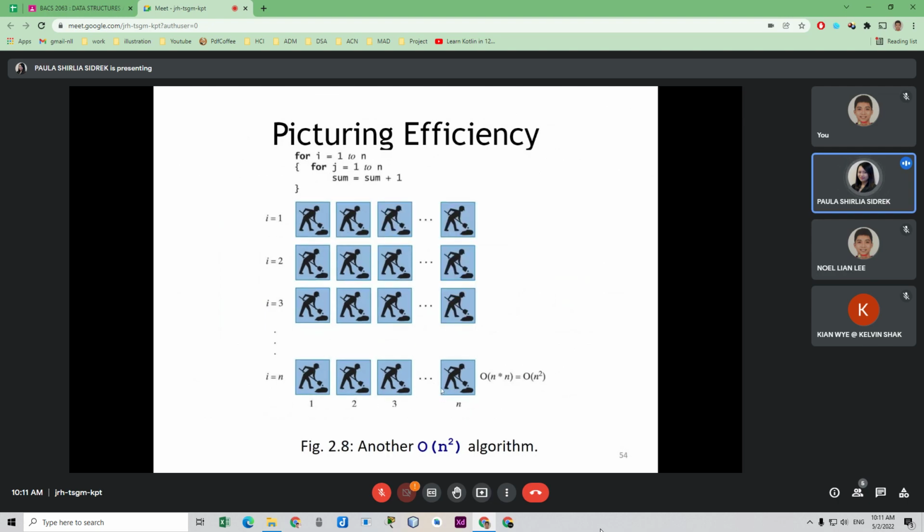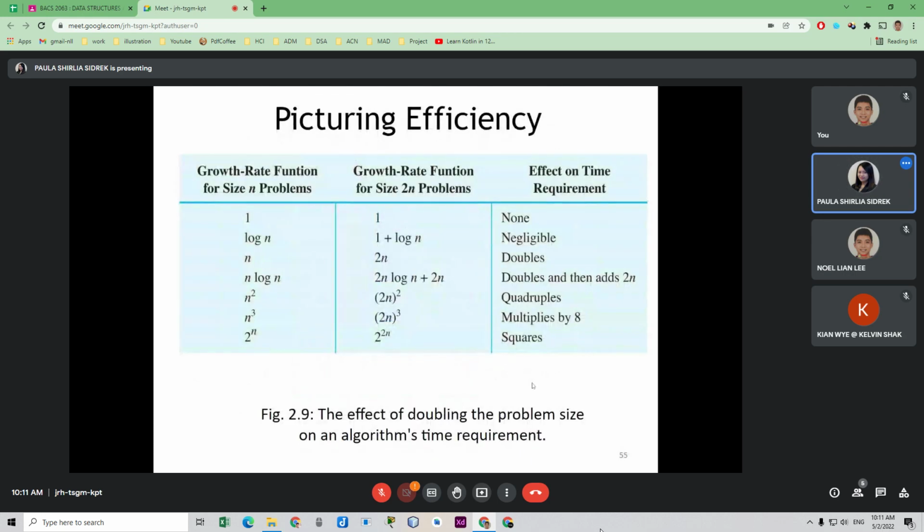Okay, so this one is another one. For i equals 1 to n, similarly for the j loop equals 1 to n, sum plus 1. So similar to this, you have the O notation, n values multiplied by n values. So how do you sum them up? You put it into O(n squared). All right, so that is as simple as that.